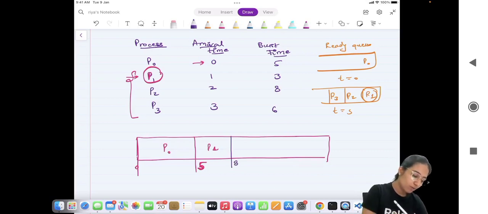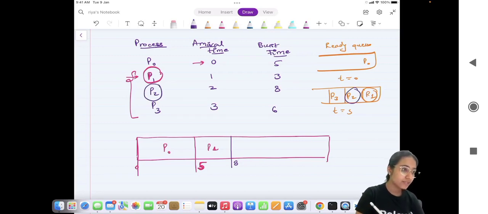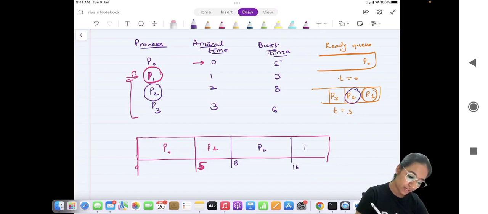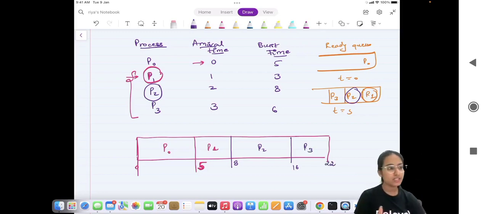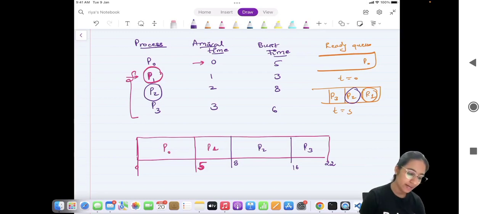Then you have the P2 process. The P2 process is now the one getting executed next, and it has 8 units. So it will take P2 till 16. Okay, and after that we have 6 for P3, and this is 22. Okay, so this is how the execution will basically happen.